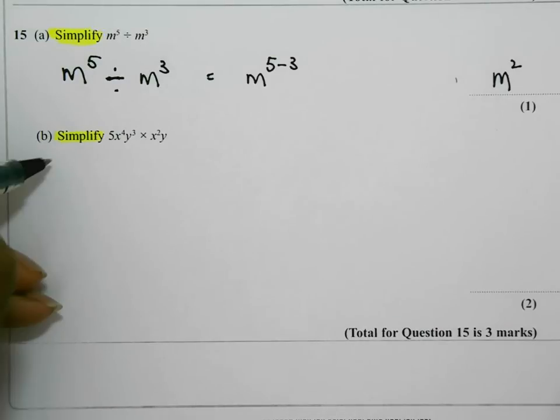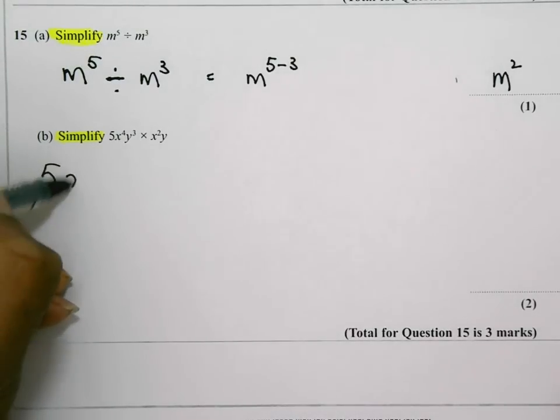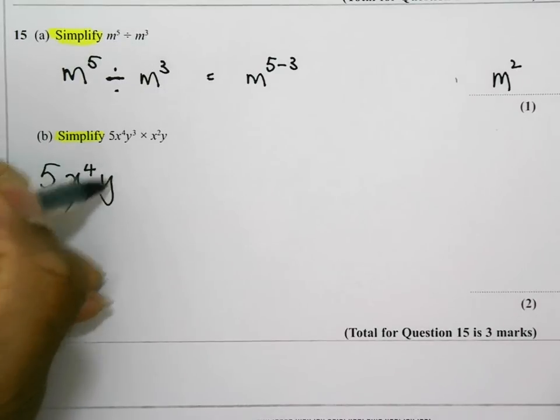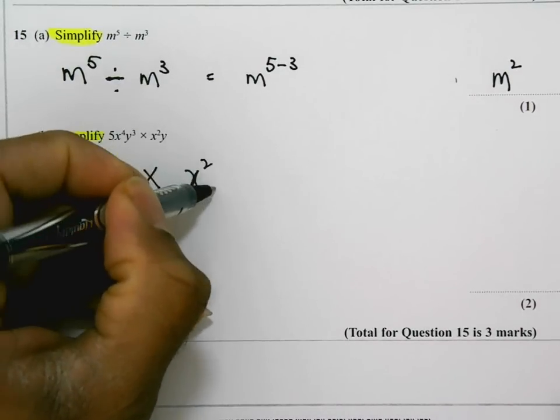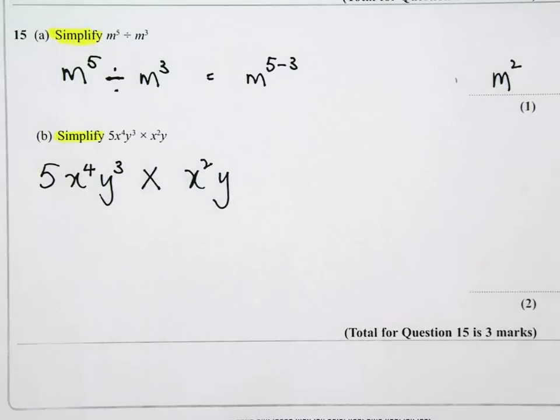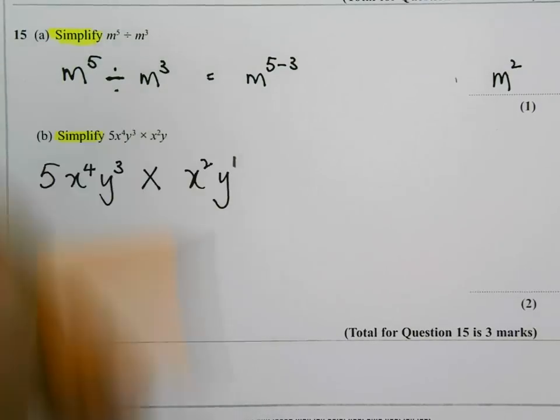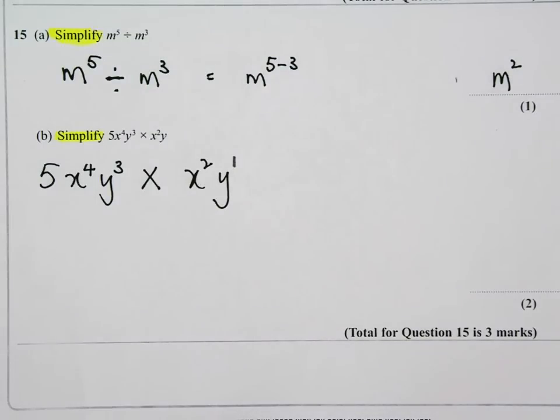Going on to part B, again it says simplify, but there's a lot more in this one. It's 5 x to the power of 4 y to the power of 3 times x to the power of 2 and just y. Now the one which says just y at the end, I'm going to actually put to the power of 1 in there. That's something that a lot of people miss out, because it doesn't have a power. People think it might be 0, but because it doesn't have a power, it's actually to the power of 1.